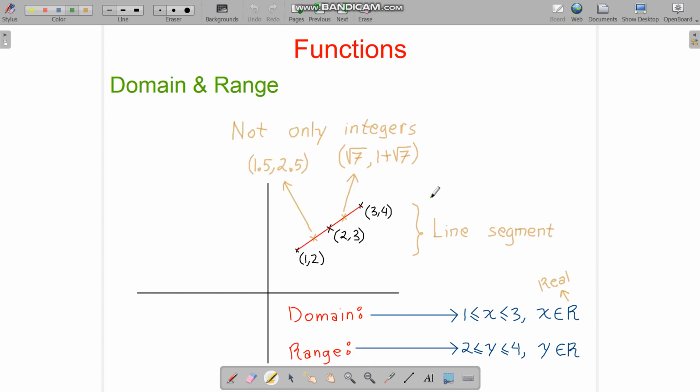We can also have a line segment, which means the domain is not only exactly 1 and exactly 2, but it can also be anything between 1 and 2, for example 1.5, and the range can be not only 2 and 3 but 2.5 or 2.6, or any possible number in between 2 and 3, including root 7 and 1 plus root 7. So for domain, we say it's between 1 and 3. We cannot list all the possible numbers, and we say x element real.